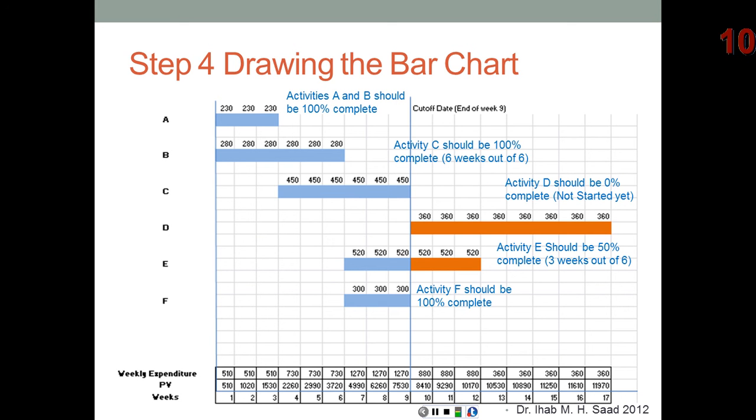What do we have? We have the budgeted cost from the very first step. We calculated the earned value. We calculated the actual cost. And now we have the amount or the percentage of work scheduled. If we multiply that work scheduled times the budgeted cost, what do we get? We get the budgeted cost for work scheduled, or what we call the planned value.